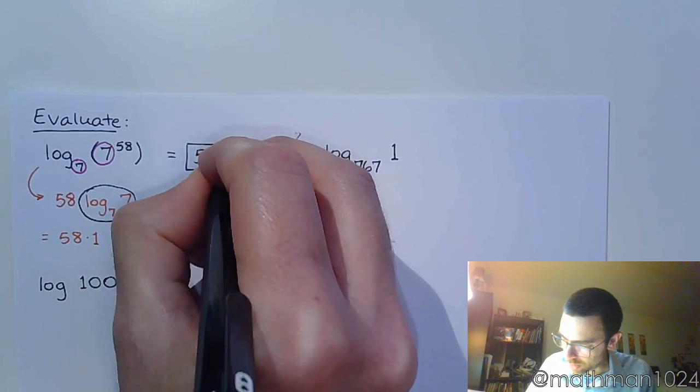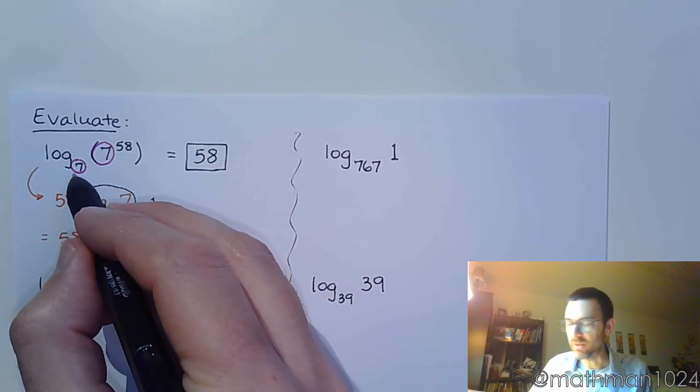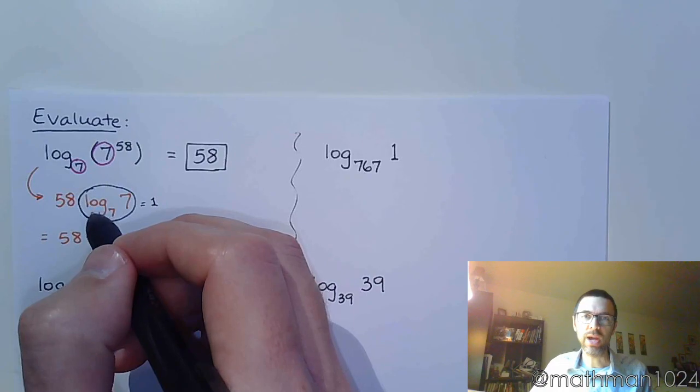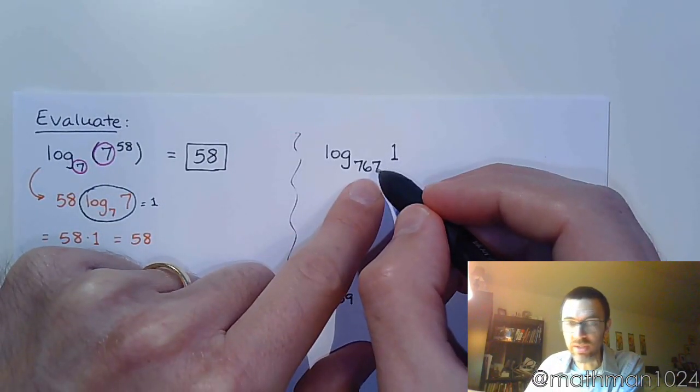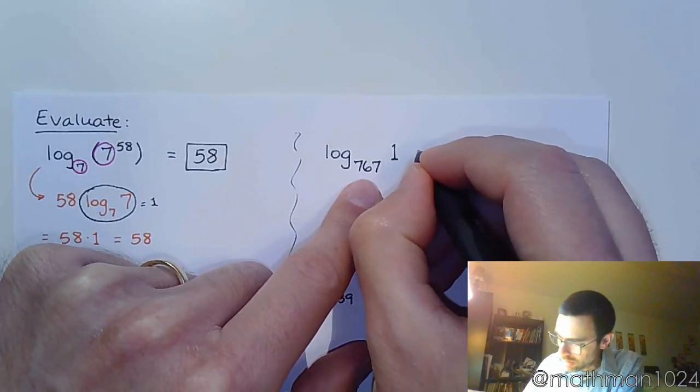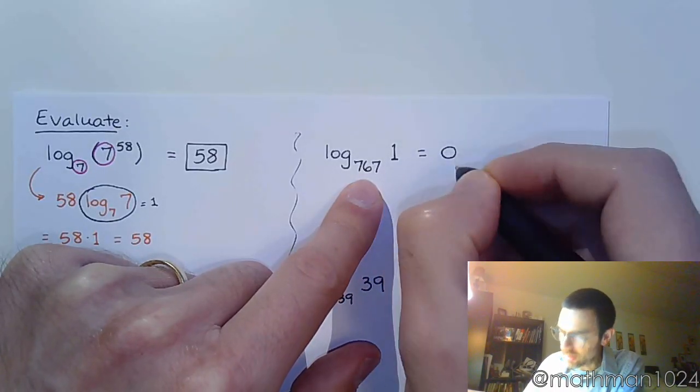So hopefully you remember the theorem on inverses, and if these guys are the same, the answer is just your power. Over here, log base 767 of 1 is going to be 0.